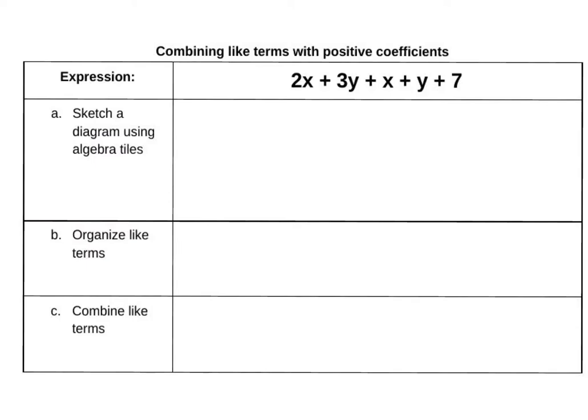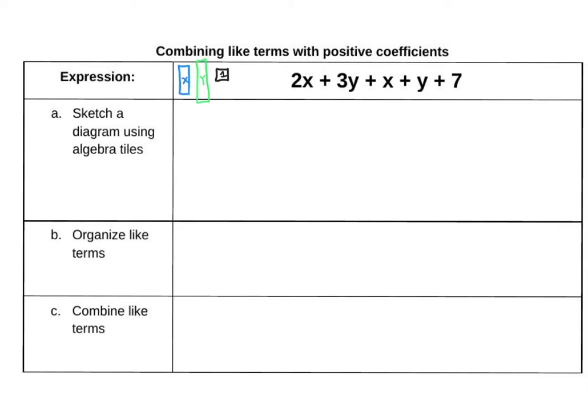I'm going to start with an example where we are combining terms that only have positive coefficients. That way we don't have that added stress of trying to figure out where our negatives go. So we're working with 2x plus 3y plus x plus y plus 7. And the first thing I'm asking you to do is sketch a diagram using algebra tiles.